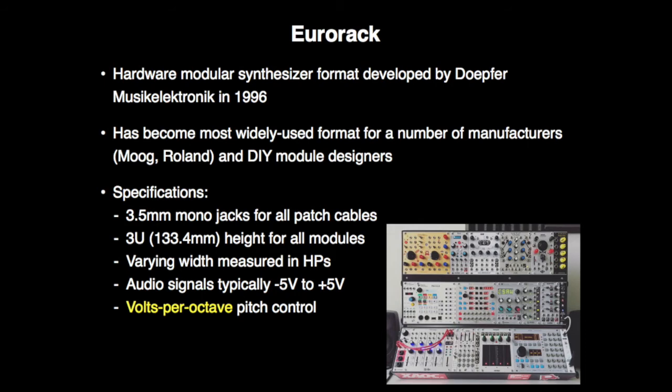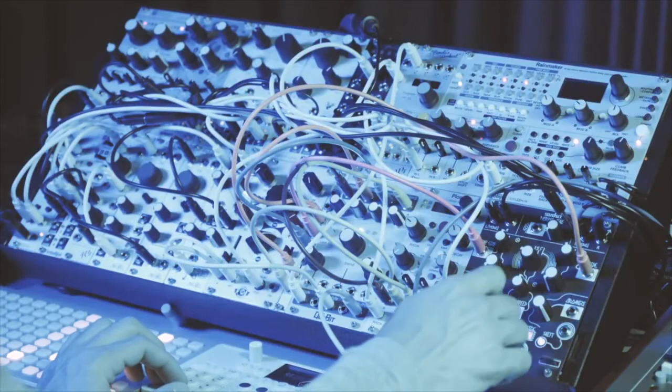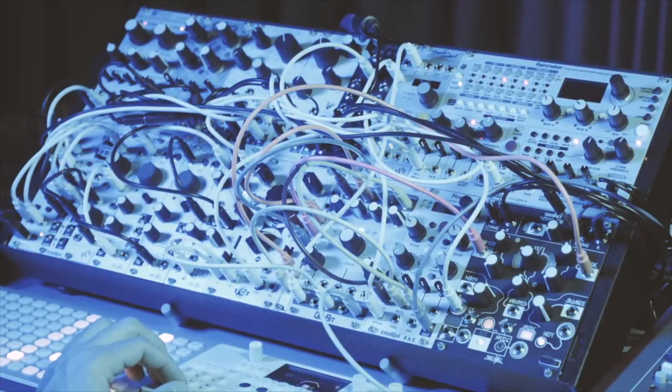All the audio signals typically stay within the range of negative 5 volts to positive 5 volts, and they all use the volts per octave method of pitch control, which is a way of specifying how voltage will be converted into specific pitches. We're going to go into that in a lot more detail in the next lesson. But for now, let's go ahead and take a look at another video using a Eurorack modular synthesizer comprised of components from a number of different manufacturers.